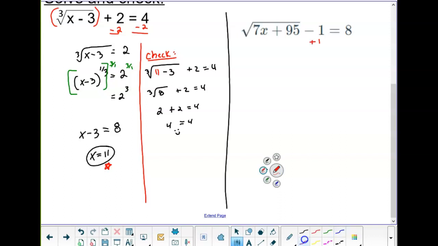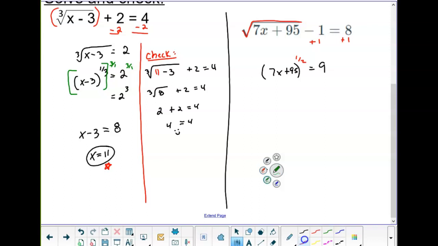So the minus 1 has to move over. Now I'm going to save one little step. We know that the square root is the same as the 1/2 power, so we can just kind of write that in instead of changing it. If you're not super comfortable with that, maybe the coloring will help. That square root turns into the 1/2 power. So look at that inside. The 7x plus 95 is protected. We can't do anything with that until we remove the exponent of 1/2.